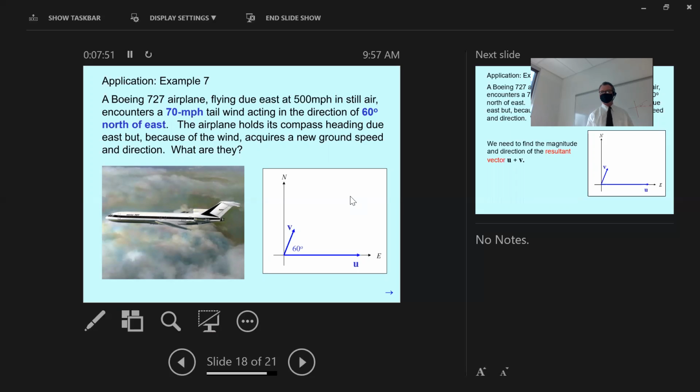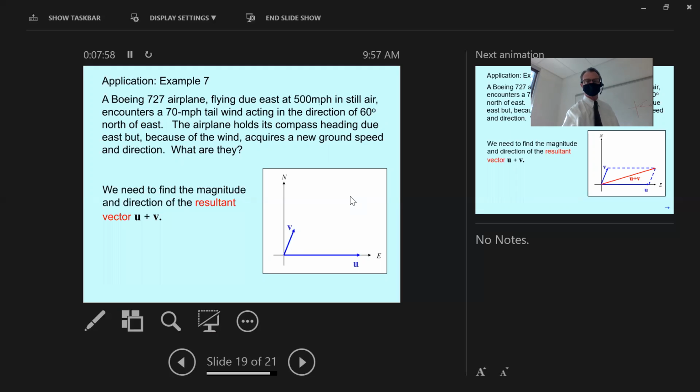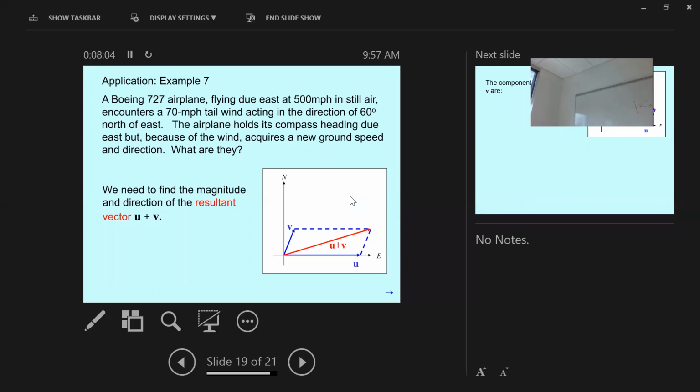You all good with that picture? So we want to add these vectors. So what's happening? Well, they're representing these with dotted lines. Why? Well, this is the same vector. This dotted u and the dotted v are the same vector. Where's the plane going? It's going that way.